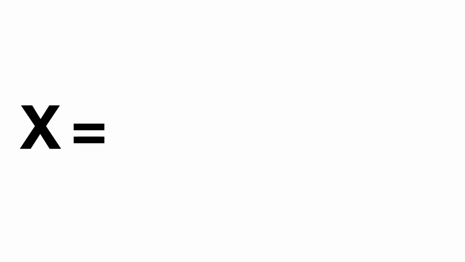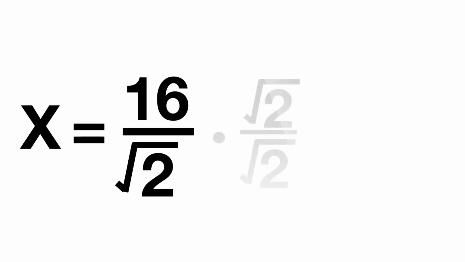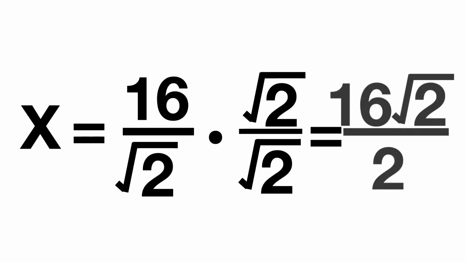So if we calculate this again, all we do is multiply by square root of 2 over square root of 2. So we get 16 square root of 2 over 2. Now, there's a way to simplify this, right? 16 divided by 2 is going to be 8. So the actual answer would be 8 square root of 2.